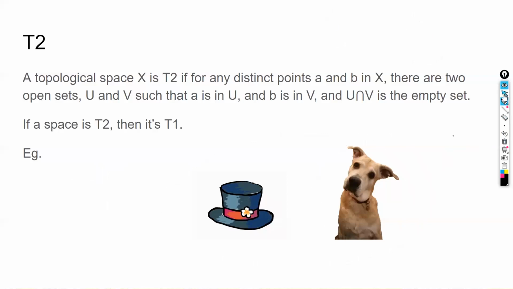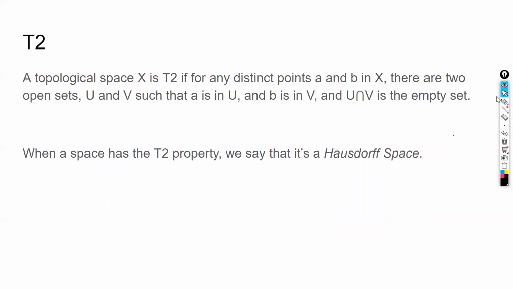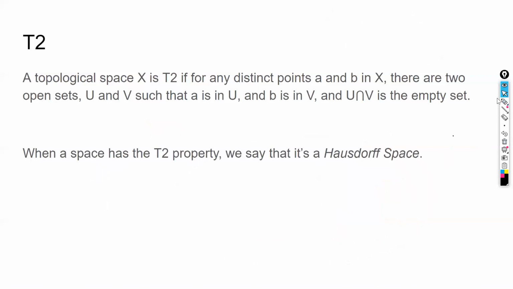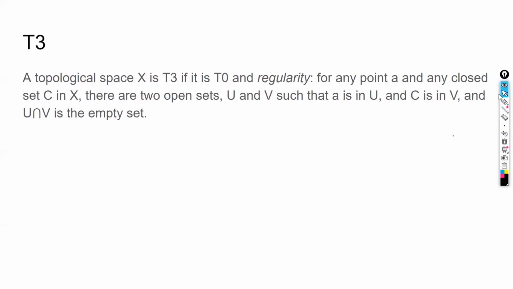Okay, let's move on. I wanted to say one thing quickly about T2. When a space has the T2 property, we say it's a Hausdorff space. So it gets a special name if it's T2. All right, now let's talk about T3.